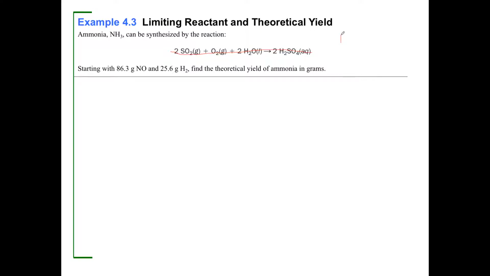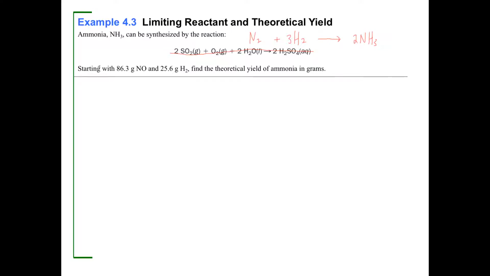Ammonia can be synthesized. For making ammonia, it comes from, and I happen to know this reaction, nitrogen. This reaction is nitrogen gas plus hydrogen gas gives ammonia. Let's balance this. There must be 2 of these. There must be 3 of these.